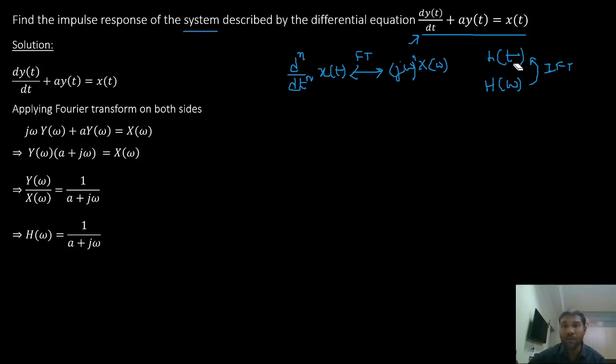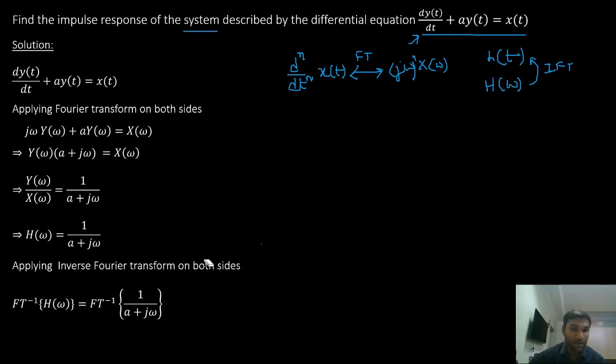Now how will I obtain my h of t from h of omega? Just by taking the inverse Fourier transform. So I'll apply inverse Fourier transform on both sides. If you remember, there is one important Fourier transform pair. What is the pair? It is e power minus at into u of t.